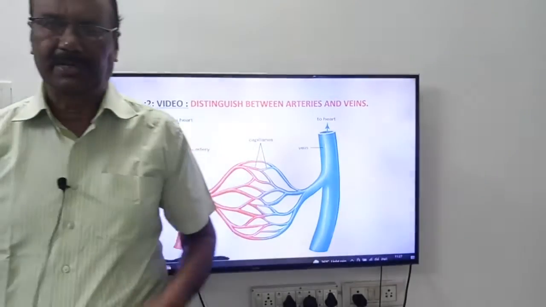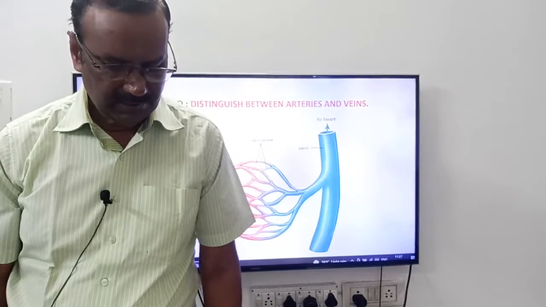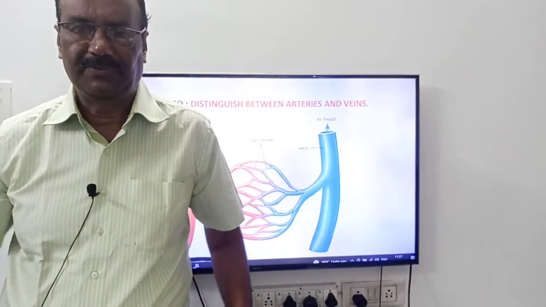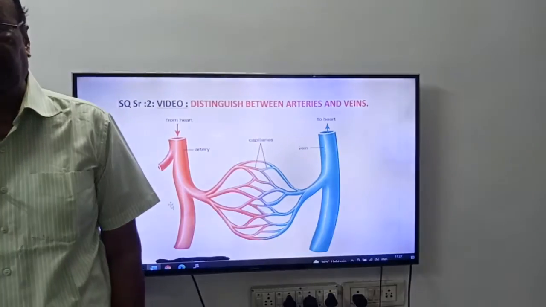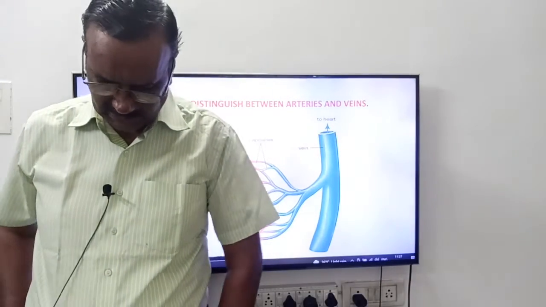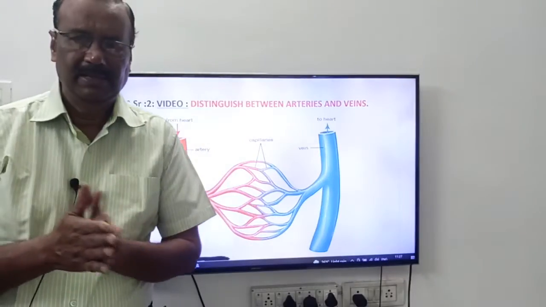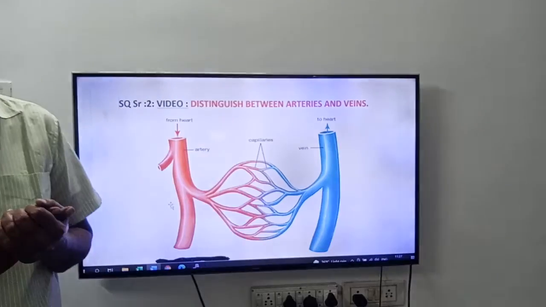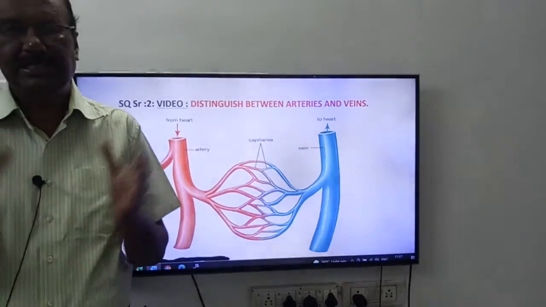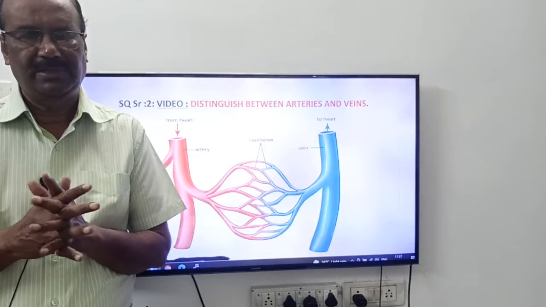Next question in our series. This is a 4 marks question for IPE. So what is that question? Distinguish between arteries and veins. Simplest question, friends. Distinguish between arteries and veins.